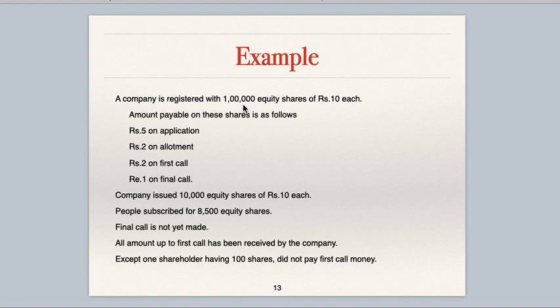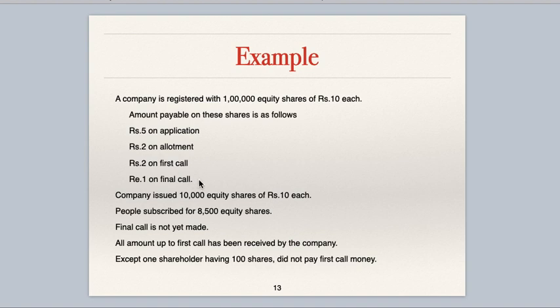But of course, company can increase this registered, authorized or nominal capital by passing a resolution. Amount payable on the shares is as follows: 5 rupees on application, 2 rupees on allotment, 2 rupees on first call, and 1 rupee on final call. Face value is 10. Company keeps calling in installments. There are 4 installments: application, allotment, first call, and final call.